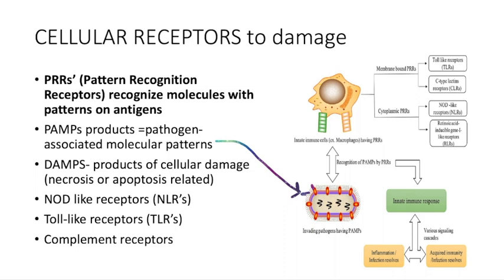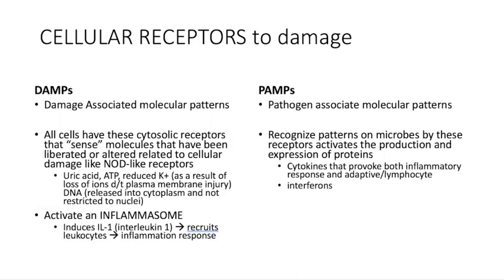When we're talking about cellular damage, this would be cytosolic receptors, such as the NOD-like receptors. They are intracellular, and they will recognize diverse molecules that are liberated or altered as a consequence of that cellular damage. So when we look at DAMPs, all cells have cytosolic receptors that sense molecules that have been liberated or altered related to cellular damage.